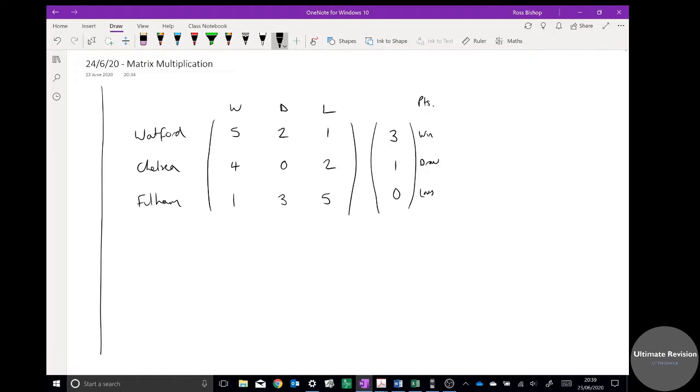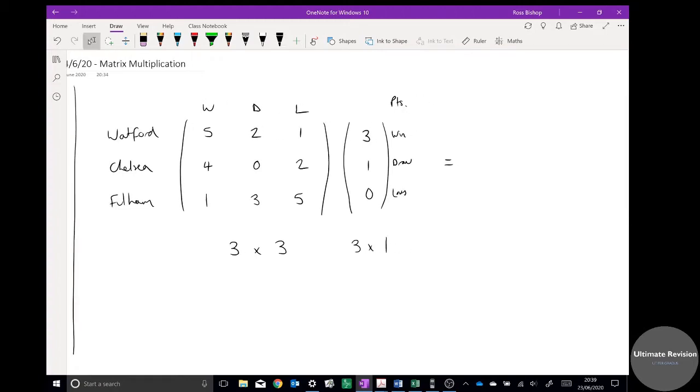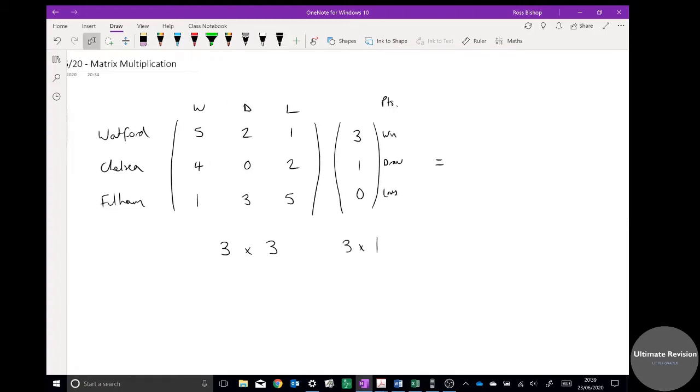Now, just before we work out what that is, which effectively we're going to be timesing these matrices together, this first matrix is a 3 by 3 because it's a square 3 by 3 matrix, and the second matrix there, that is a 3 by 1 matrix. Okay, that's going to be useful in a minute when we talk about multiplication, because you can only multiply if the matrices have the correct dimensions.